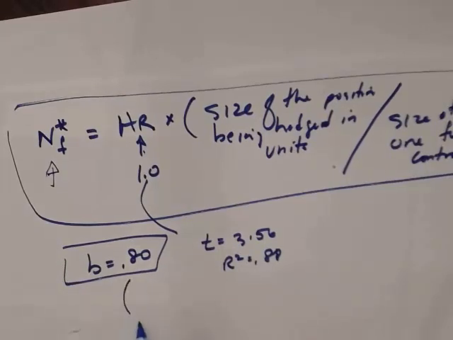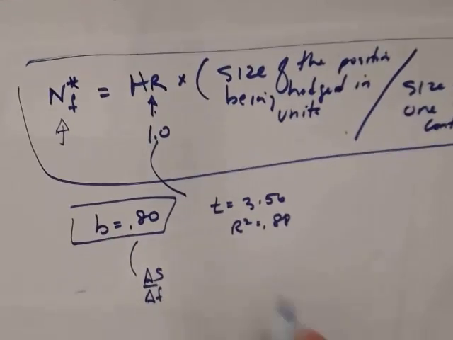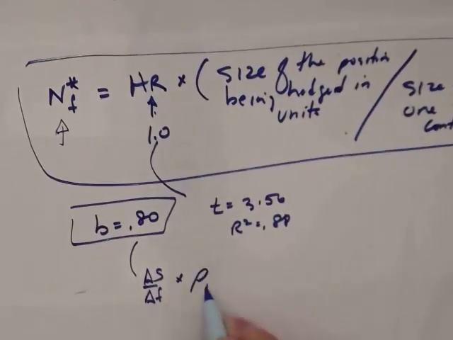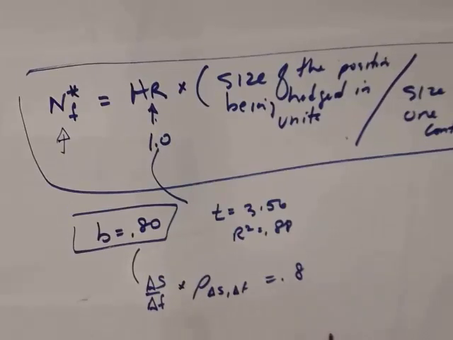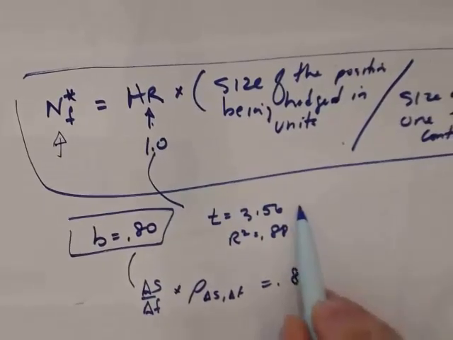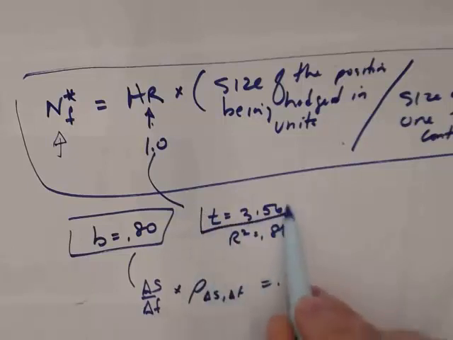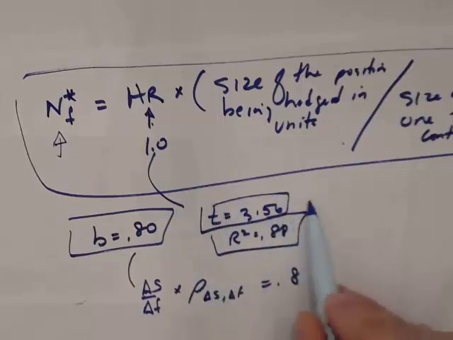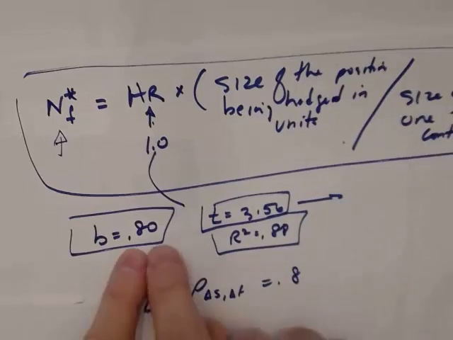We're saying that the change in the spot for the change in the futures, times the correlation between the change in the spot and the change in the futures, is only 0.8. It's not one-to-one. It's not 1. Okay? Now, I'm getting back to the ordinary least squares estimates here. You get a T statistic.